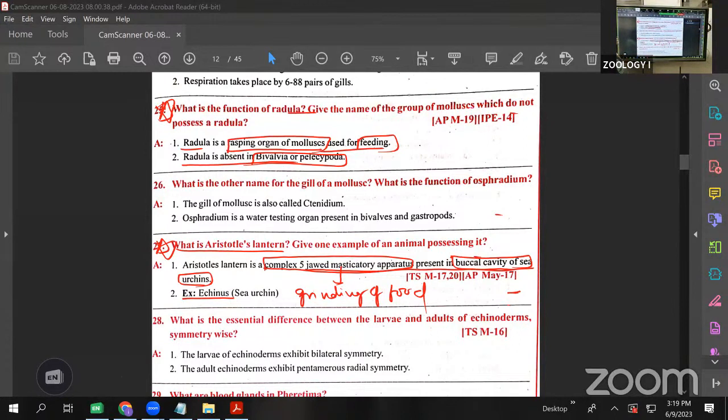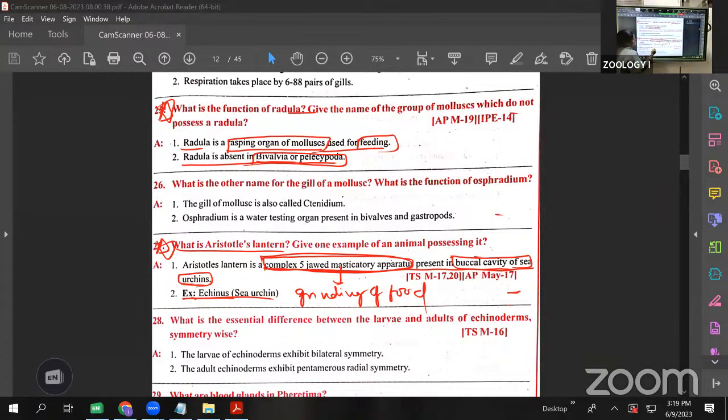Radula is the rasping structure. It is absent in the bivalvia or pelecypoda. And the Aristotle lantern is the complex five-jawed masticatory apparatus that helps in grinding of food, present in the buccal cavity of urchins. The example is sea urchin.